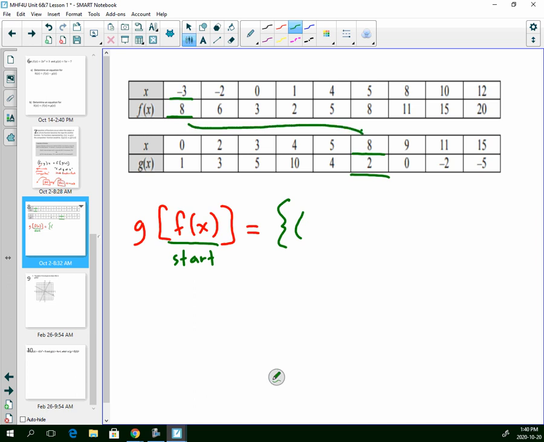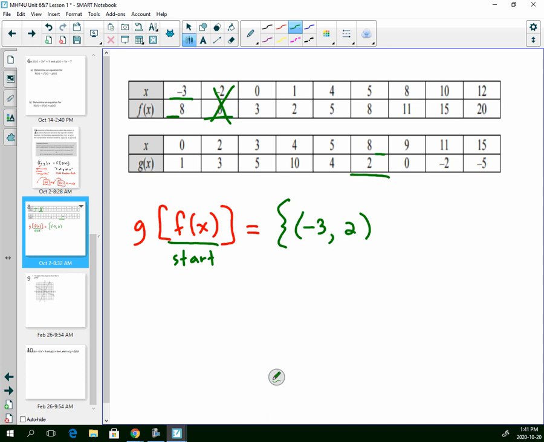So the link is the 8. So the point would start with -3, the output is 8, which becomes the input for the next function, g of x, and then final result is 2. So the ordered pair would be starting with -3, I ended up with 2. Then I go to the next point. So the next point is -2, 6. So I'm looking for a 6 in the x values of g of x, and I don't see a 6. So I'm not going to use that point. So the output does not match an input in the next function, so we can't use it.